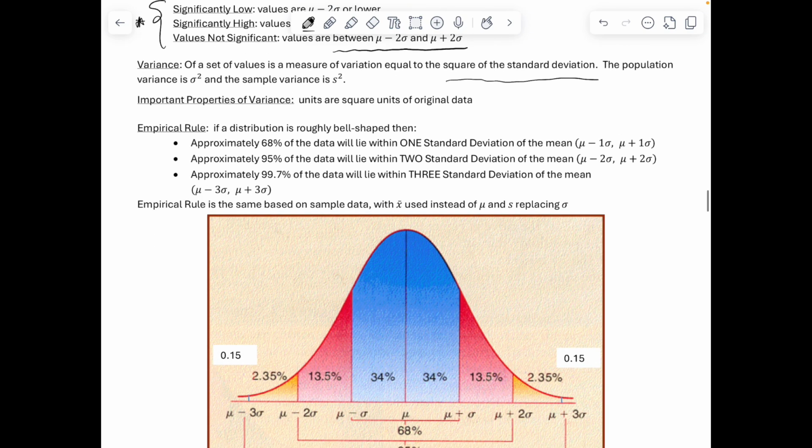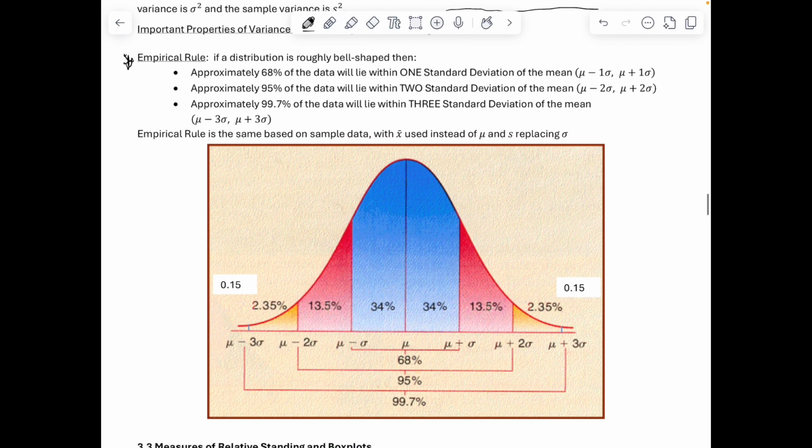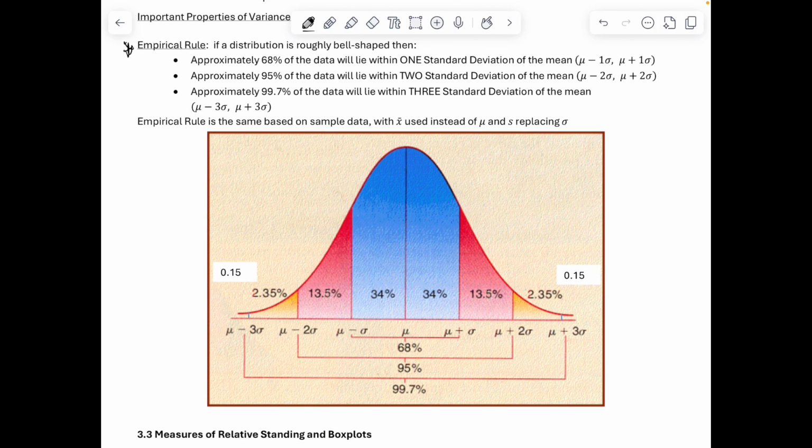Right below this, we have what's called our empirical rule. Give that a star. And it says that if a distribution is roughly bell-shaped, then we have some values here with percents. So approximately 68% of the data will lie within one standard deviation. And you can see that 68 down here below. And then it says approximately 95% of the data will lie within 2 standard deviations.